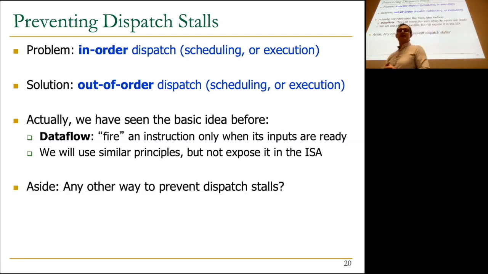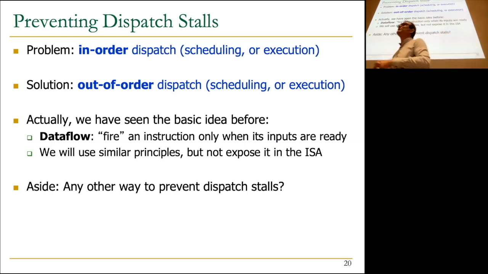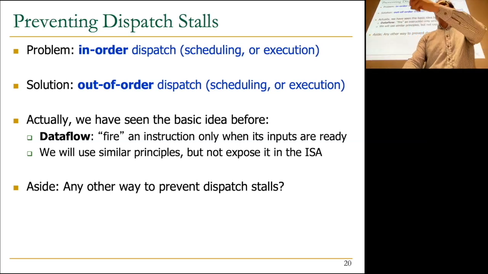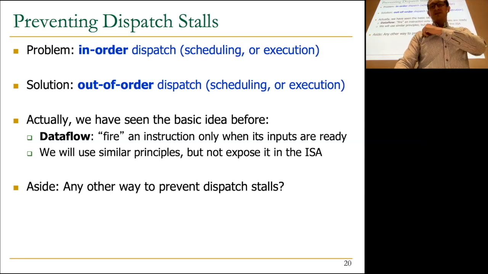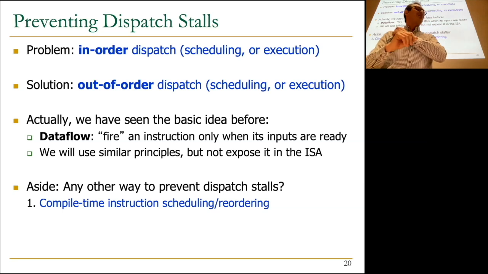But we've also seen other ways to prevent dispatch stalls. Can anybody name some? We've seen three ways of actually preventing dispatch stalls, without calling them dispatch stalls, of course. Anybody? Yes? So data forwarding helps, yes. It didn't come the first way. Okay, think about it. Maybe some other things?